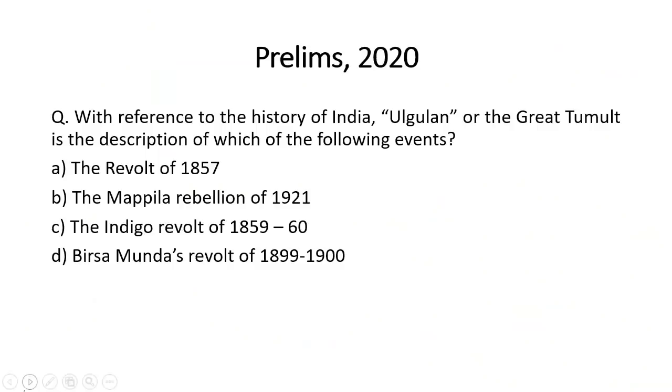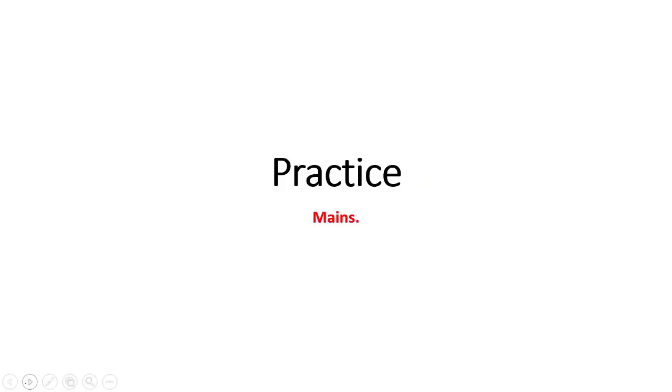Prelims 2020 question with reference to the history of India. Ulgulan or the Great Tumult is the description of which of the following events? Birsa Munda's revolt of 1899-1900. Now let's look at the mains based questions.